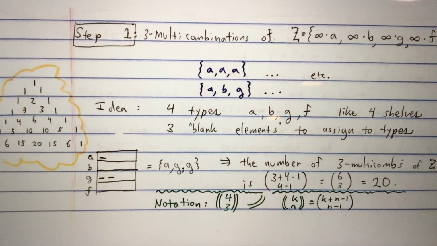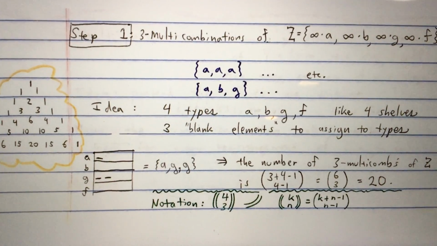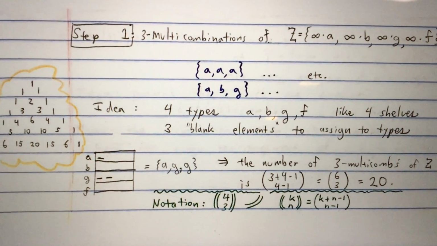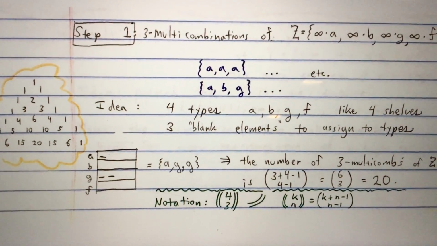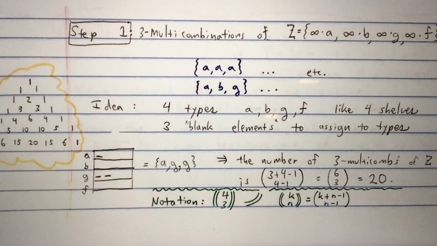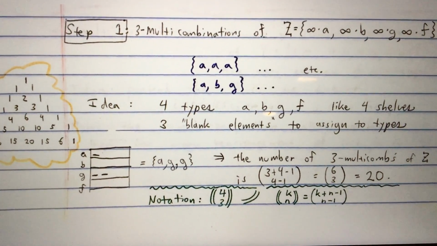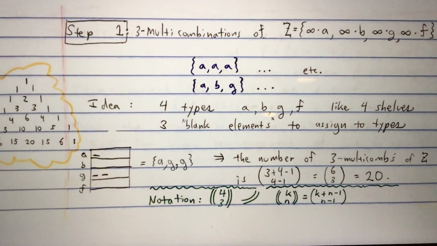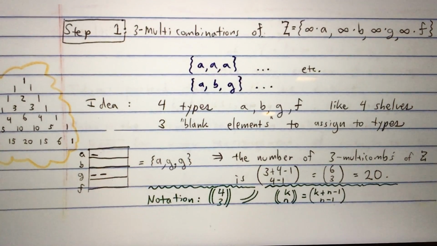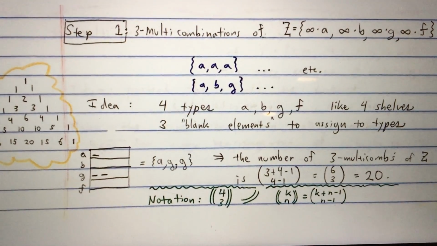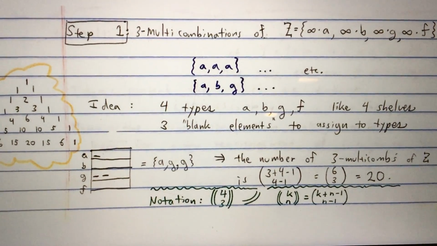And so what that really is, is a bijection between plans for bookcases and multi-subsets, where the number of shelves is the number of types and the number of locations to plan for is the size of the multi-subset. And that's the bijection shown right there. That picture corresponds to AGG. So it's the same way to count them. The number of 3 multi-combinations of that set Z is just 3 plus 4 minus 1, choose 4 minus 1. Comes out to 6 choose 3, which is 20.